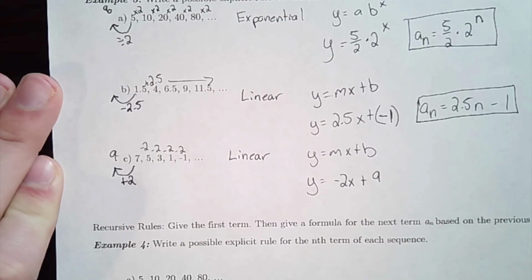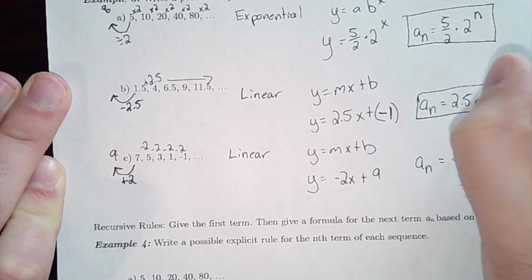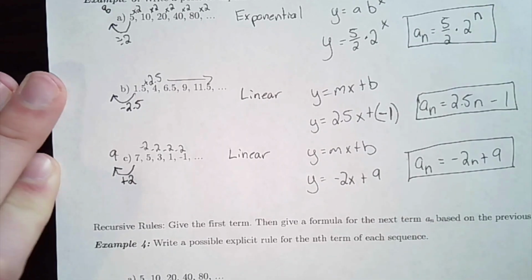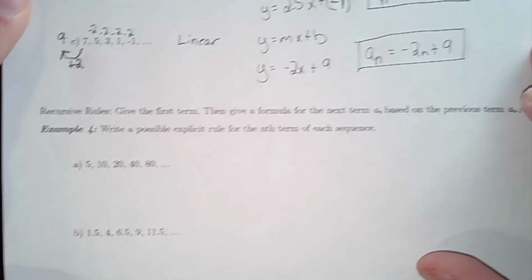Once I do that, I have everything set up. I can just switch notations. A sub n is equal to a negative 2n plus 9. Okay. All right, so that's our explicit rules. Hopefully that makes sense. Let's go ahead and move down to recursive rules and get this video finished up.